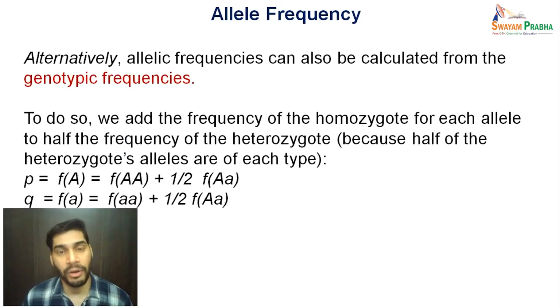The alternative way of calculating allelic frequency by using the genotypic frequencies is summarized here. To do so, we add the frequency of the homozygote for each allele to half the frequency of the heterozygote, because half of the heterozygote's alleles are of each type. So we take the frequency of homozygotes plus half the frequency of heterozygotes for each type of allele frequency calculation, as represented here with p and q.